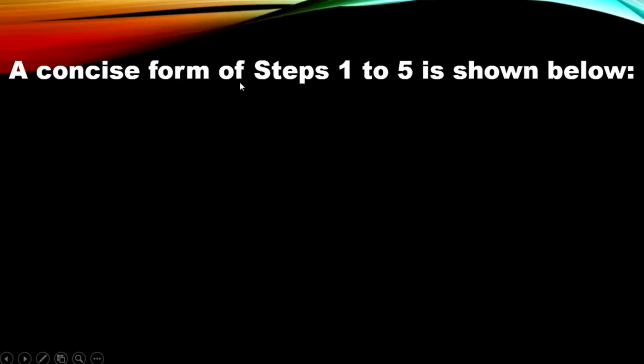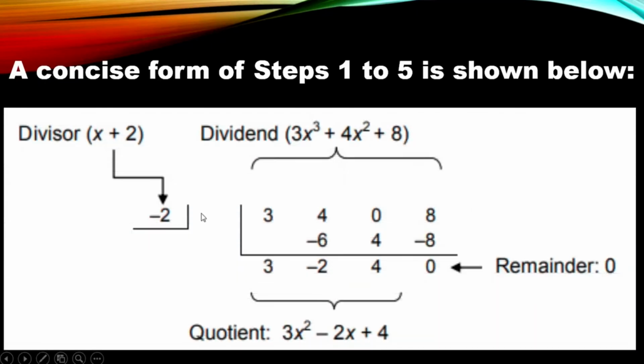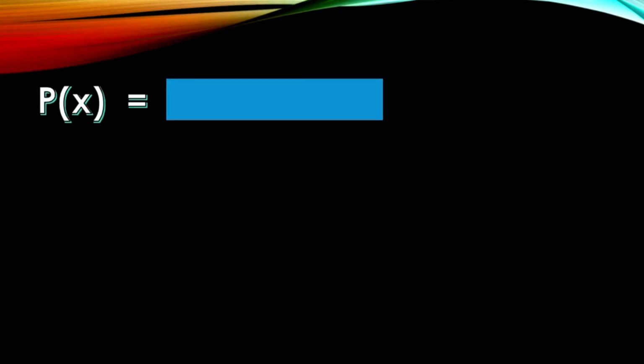A concise form of steps 1 to 5 is shown below. Okay, we have the divisor, which is x plus 2, and the dividend 3x cubed plus 4x squared plus 8. And the next one is the quotient, which is 3x squared minus 2x plus 4, and 0, which is the remainder. Okay, we have the p of x, or what we call the dividend.